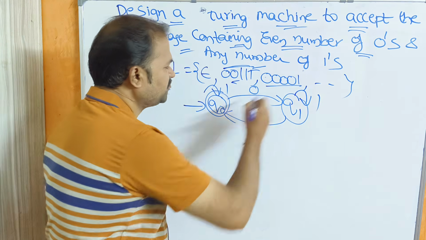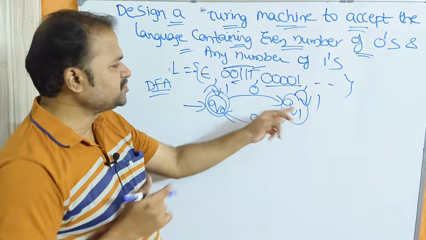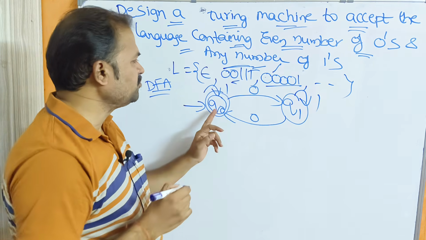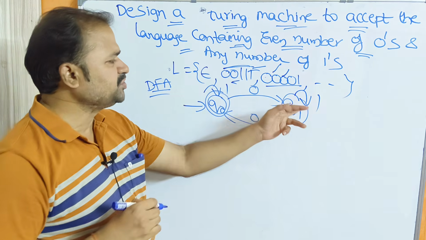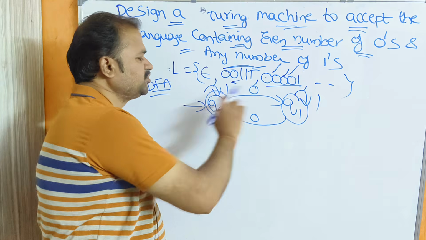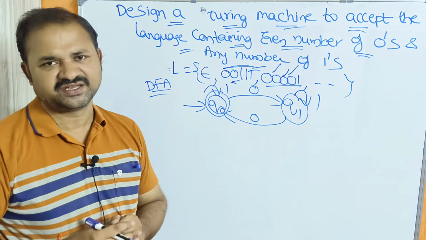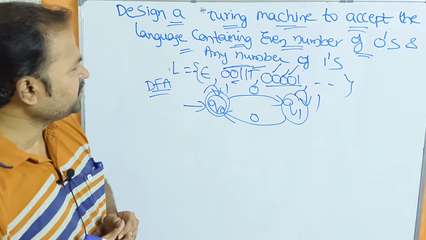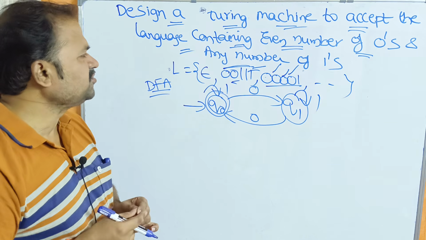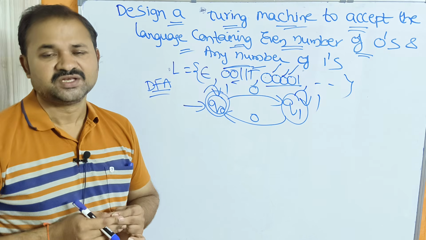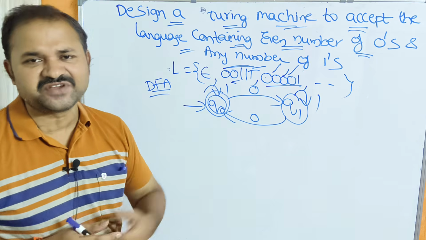Let's check this string, 4 zeros. Q0 on 0 means Q1. Q1 on 0 means Q0. Q0 on 0 means Q1. Q1 on 0 means Q0. Then Q0 on 1 means Q0. Q0 is the final state. So this is the DFA for accepting even number of zeros and any number of ones. So now we have to make this DFA into the Turing machine.